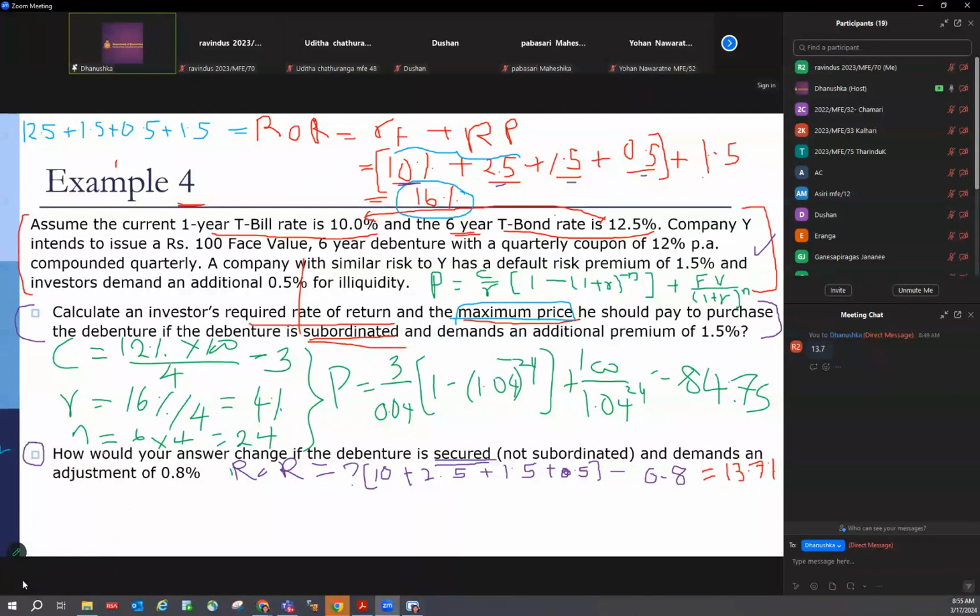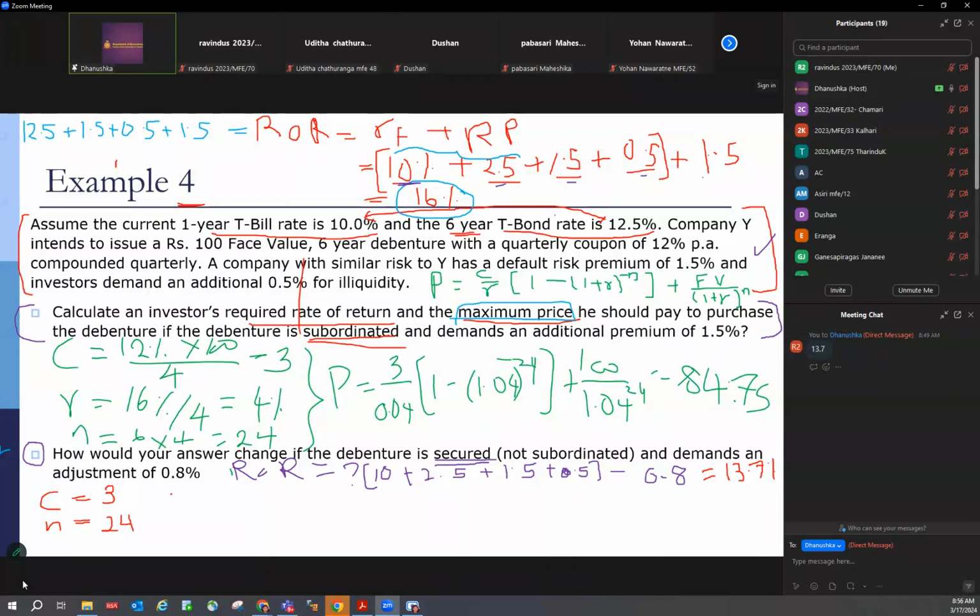Okay. So now what is the only thing that changes? Coupon remains the same, right? Because the company still pays you a coupon of 3 percent. So the coupon remains the same at 3. It doesn't change. N remains the same at 24. It's still a 6-year bond. That doesn't change.